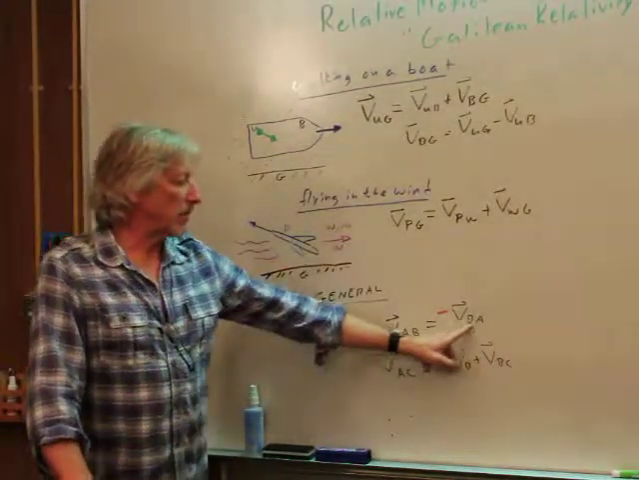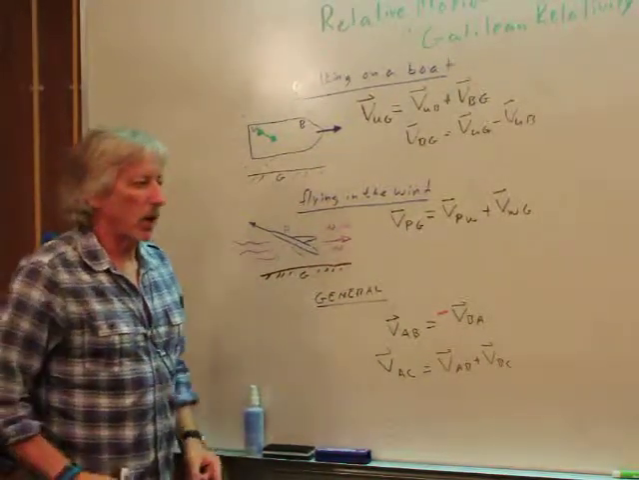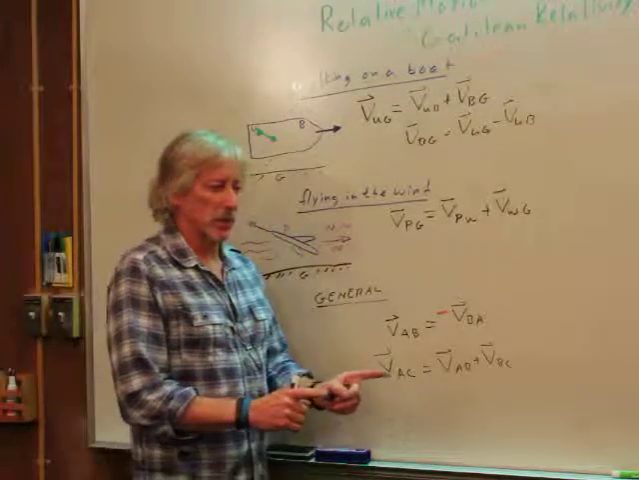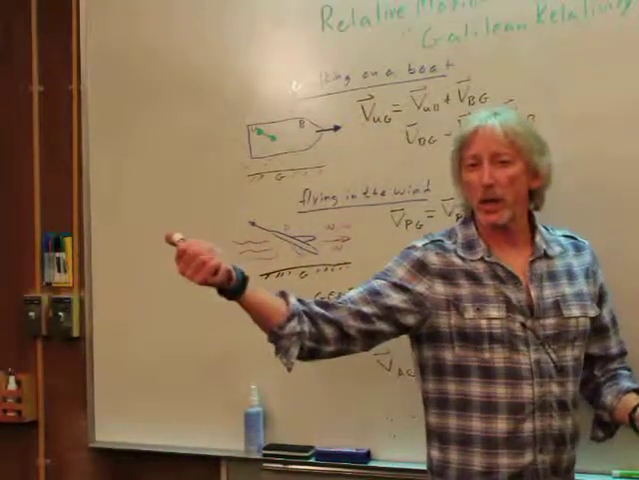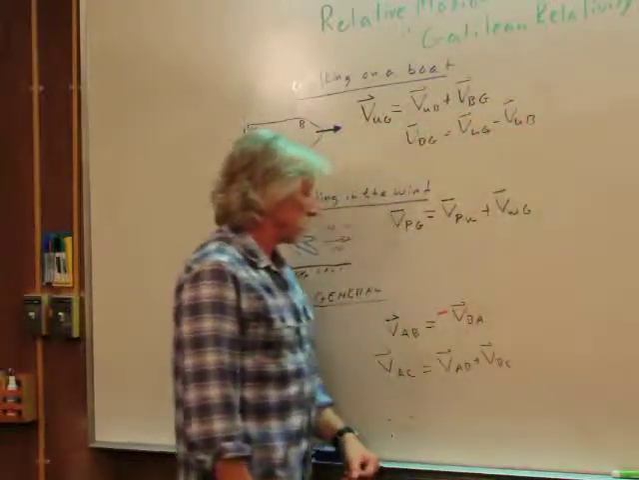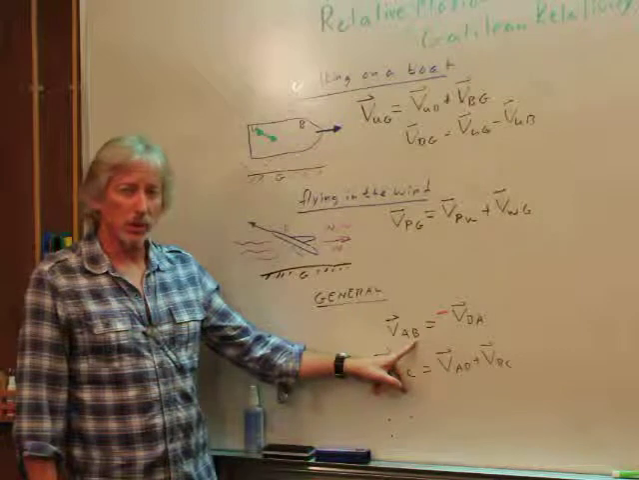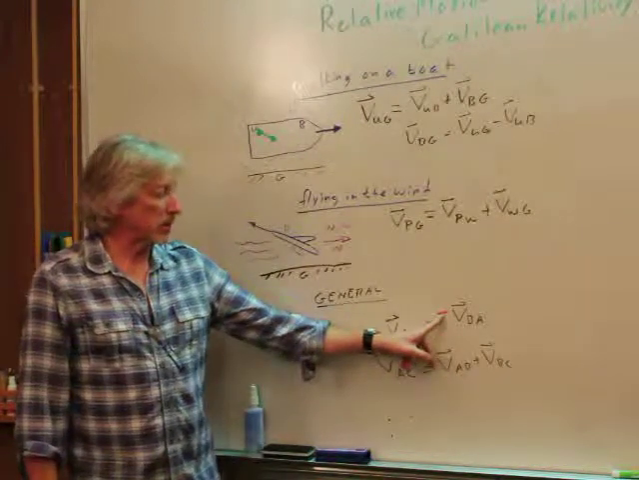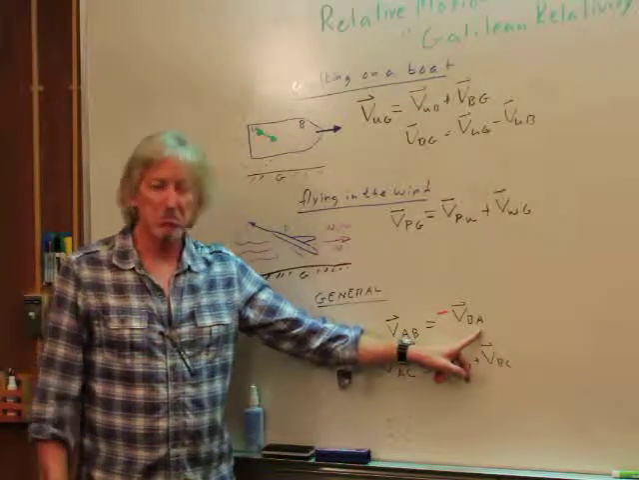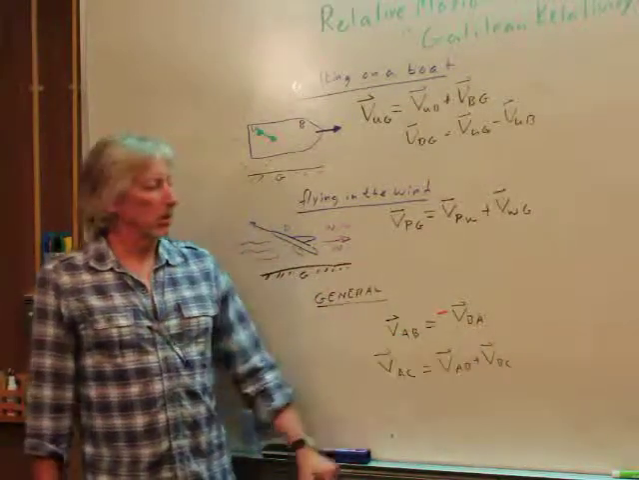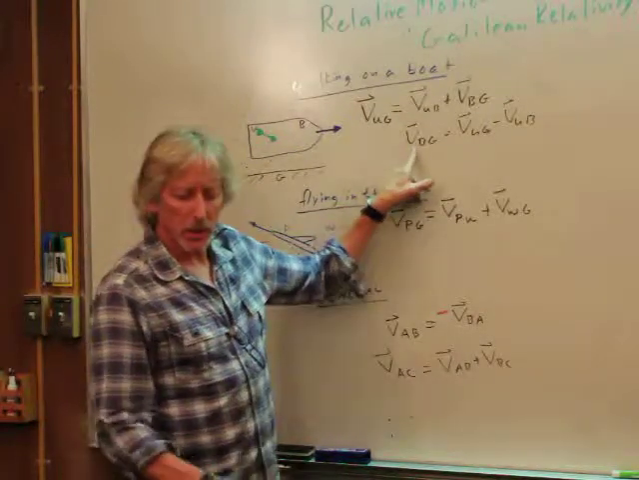VAB equals negative VBA. That's important to realize. If I'm walking this way, 3 miles an hour, you appear to be moving the other way. The velocity of me relative to you is the opposite direction of the velocity of you relative to me. That's all. So that's kind of neat. Watch what I get to do up here. Let me go back here.